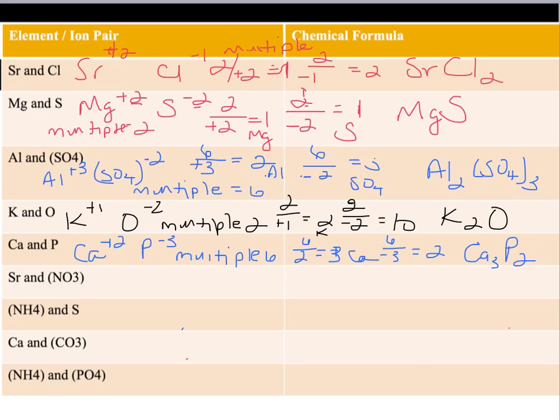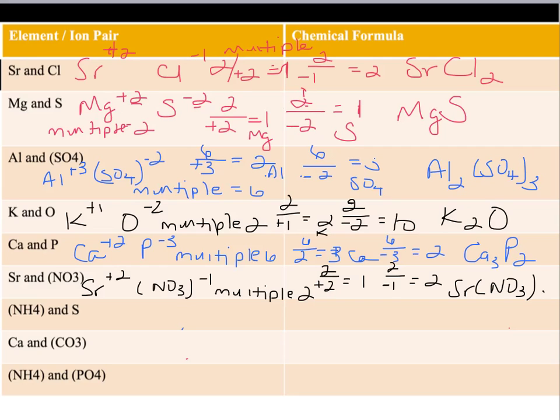Got another polyatomic tossed in here, strontium and nitrate. Strontium is +2. Nitrate is -1, so the multiple is 2. So 2 divided by +2 is 1, and 2 divided by -1 is 2. So this formula is Sr(NO3)2.